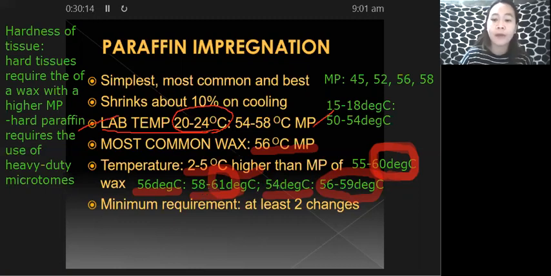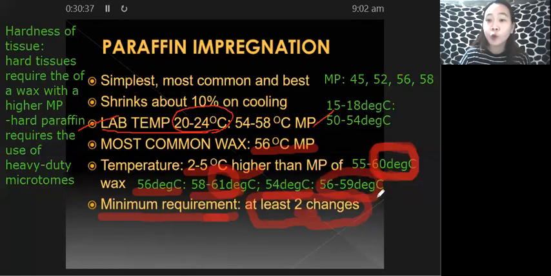So another factor or consideration would be the number of changes that you have to use during the paraffin impregnation. In general, for paraffin impregnation, the minimum required number of changes would be 2. So it should be at least 2 changes. Let me just erase this.